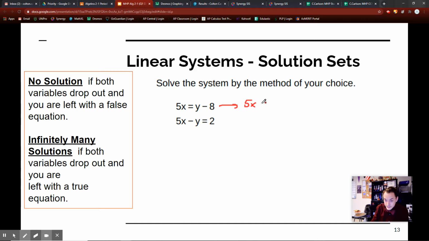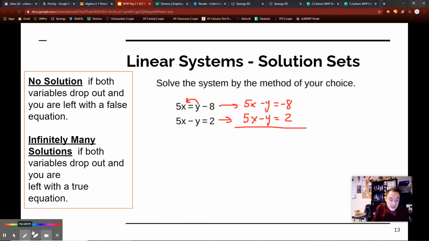So this is 5x minus y equals negative 8. Now notice what I did here is I just subtracted the y over. And this one I'm not actually going to change at all. I'm just going to rewrite it. Now what do you notice? What you should notice is that they're almost the exact same, okay? And the constants are literally the only thing that's different.